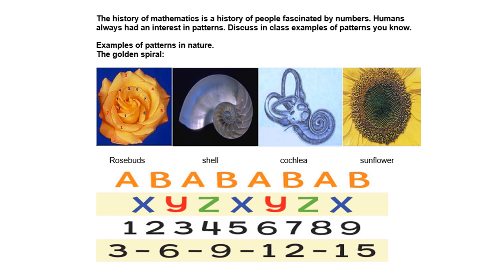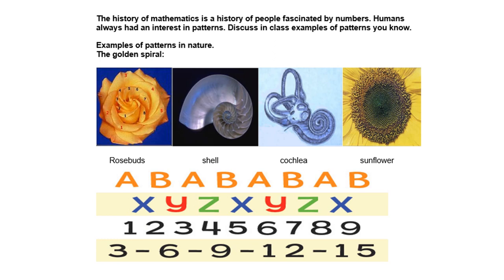Examples in nature, like the golden spiral. For instance, look at a rosebud. You'll notice that the bud of a rose is formed in a spiral. If you look at the shell of any sea creature, you'll notice that it's also in a spiral form. Look at the cochlea in your middle ear. You'll notice the cochlea is also in a spiral form.